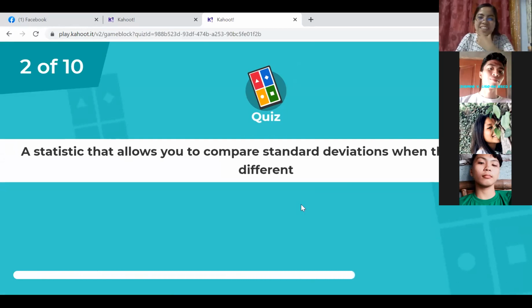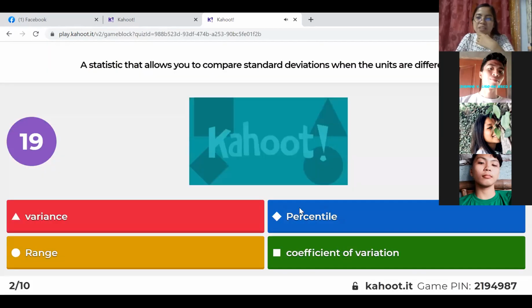A statistic that allows you to compare standard deviations when the units are different. Variance ang red, percentile ang blue, range ang yellow, coefficient of variability ang green.